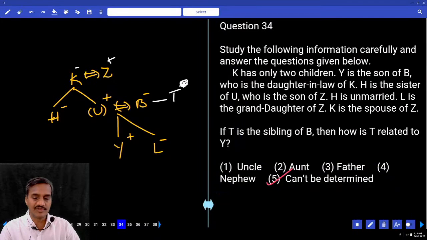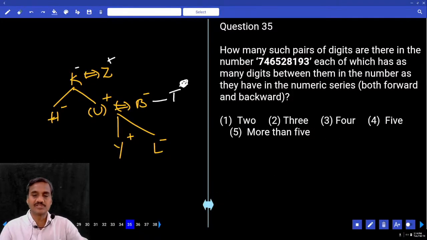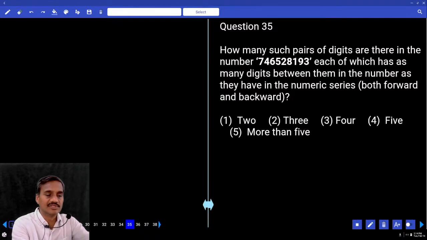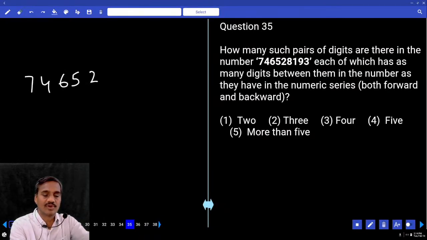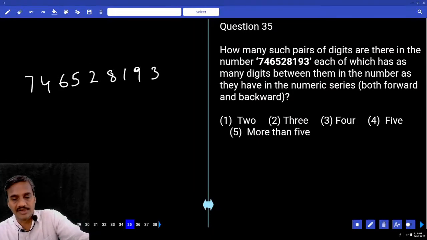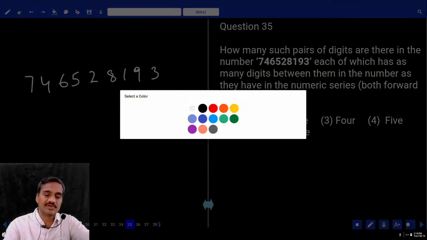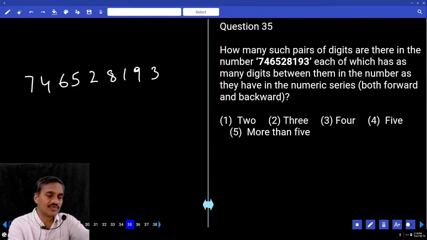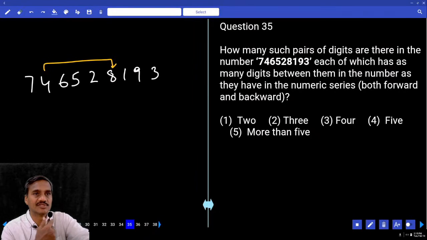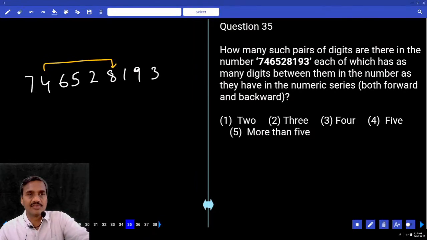Then coming to 35, how many such pairs of digits are there in the number? What is the number we have? 746528193. Now in this number, starting from 7 onwards: 7, 8, 9, 4, 5, 6, 7, 8, 4 to 8. Tell me how many digits are there from 4 to 8? 3.